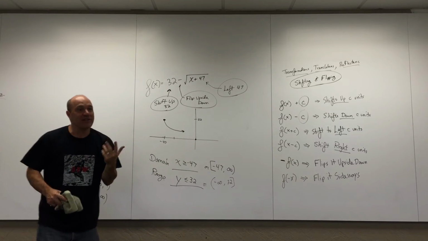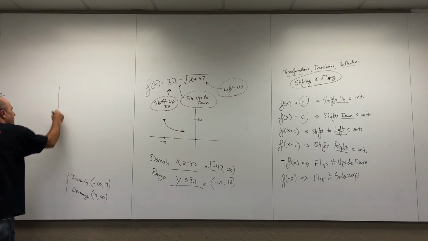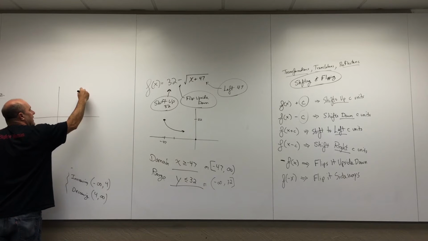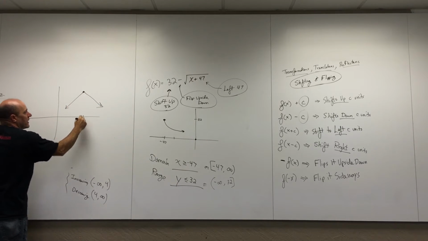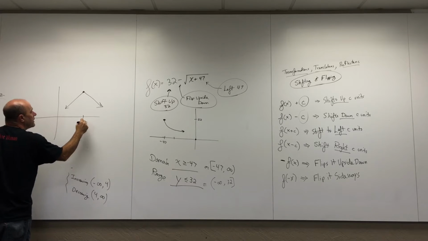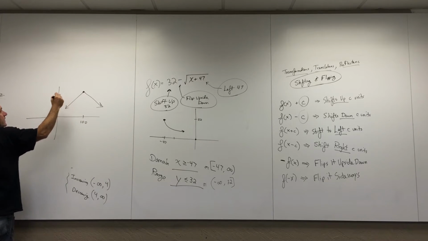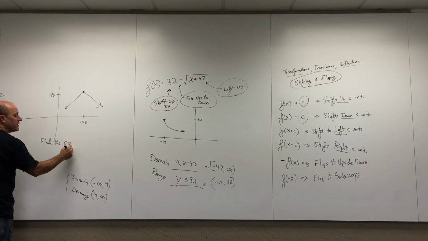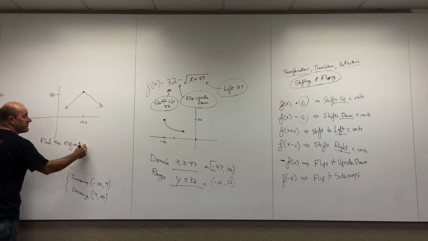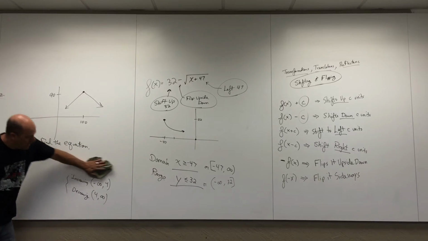A backwards question is, what if I give you this graph? Watch this. I give you this graph, and I label it for you pretty well here. I'm going to label this 100, and I'm going to label this 90. And I'm asking you for the equation. Find the equation of the function, or find the function, is one way to say that.